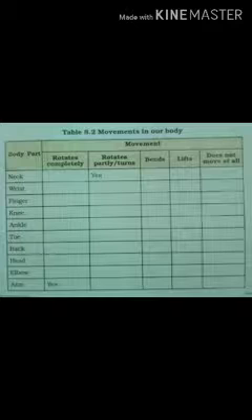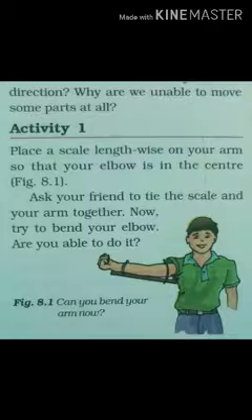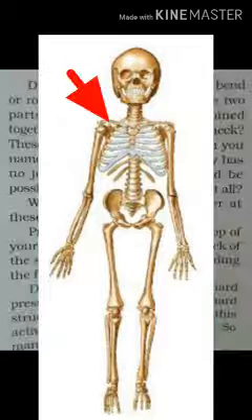Now let's see the activity which is mentioned here in your textbook. If you tie a long scale or a wooden plank on your hand as shown in this picture, you won't be able to bend your hand. This activity explains that you can bend your body only at places where two body parts are joined or they seem to be joined. Like your upper arm seems to be joined to the body at the shoulder.